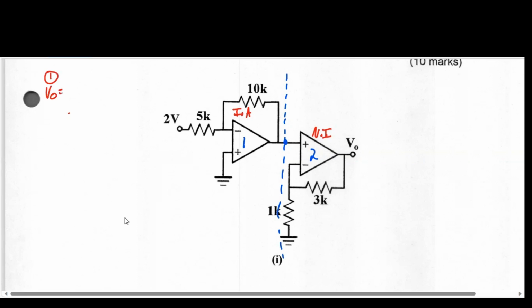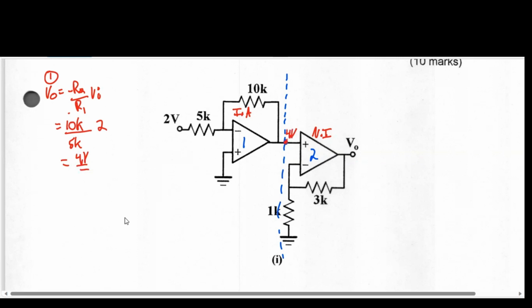So Vout will equal minus R2 on R1 times Vin. R2 in this case is 10, R1 is 5, Vi is 2. So 10 over 5 is 2, and 2 times 2 is 4. That means 4 volts coming out here.